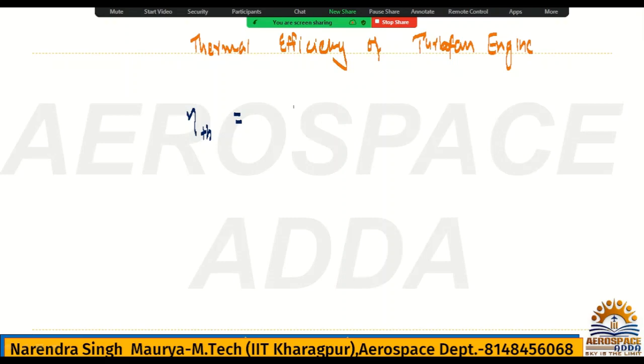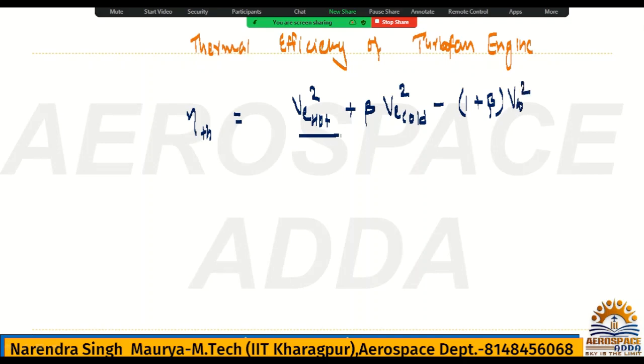So here I am going to write: it is nothing but V_E hot square plus beta times V_E cold square minus (1 plus beta) V infinity square, divided by 2 times the fuel flow into heat value.